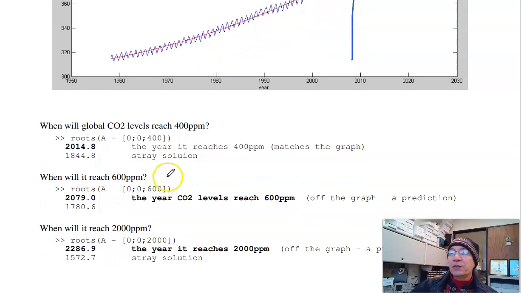I can start predicting the future. When do we reach 600 parts per million? That'll be year 2079. When do we reach 2,000 parts per million? 2286. Again, this is kind of stretching it, but this says if nothing else changes, based upon the current trend, that's when we can expect to reach 600 and 2,000 parts per million.